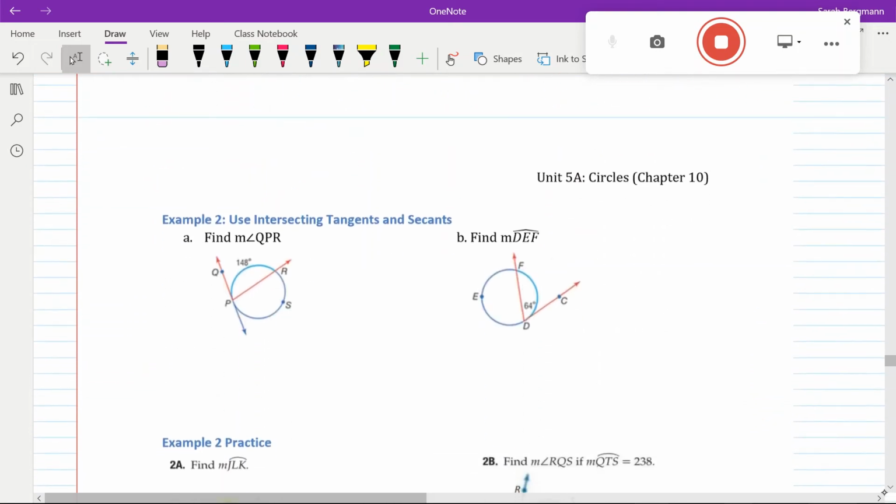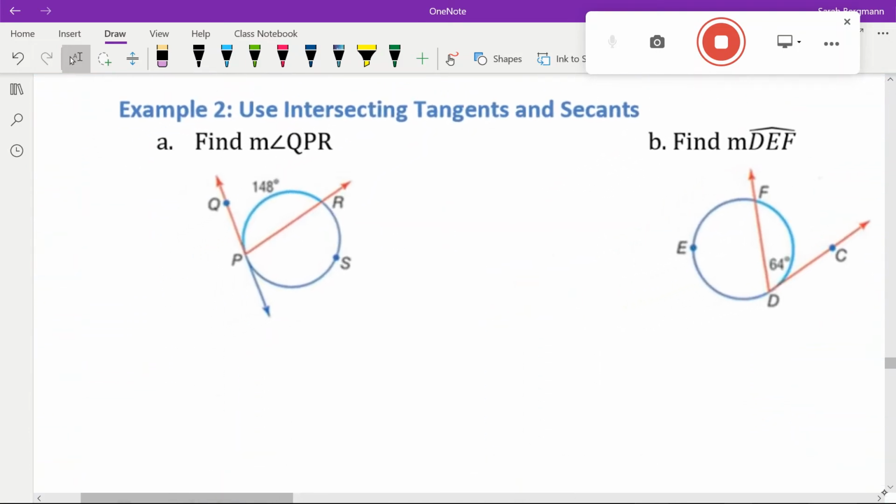Let's do one more example. Example 2. Now we're looking at tangents and secants intersecting. This time we want to find the measure of angle QPR. So let's highlight. Angle QPR is this angle here. It cuts off arc PR.